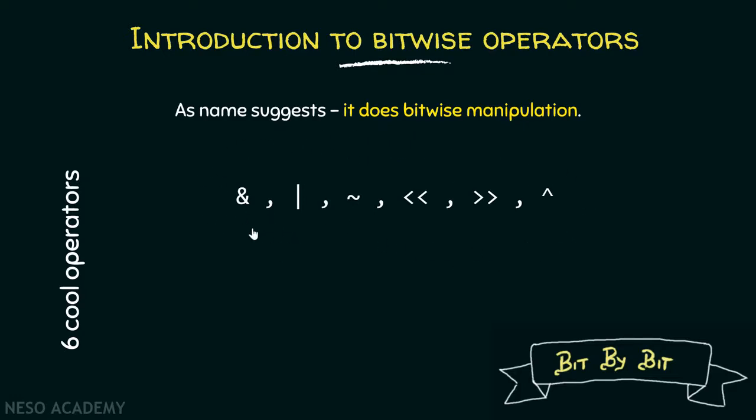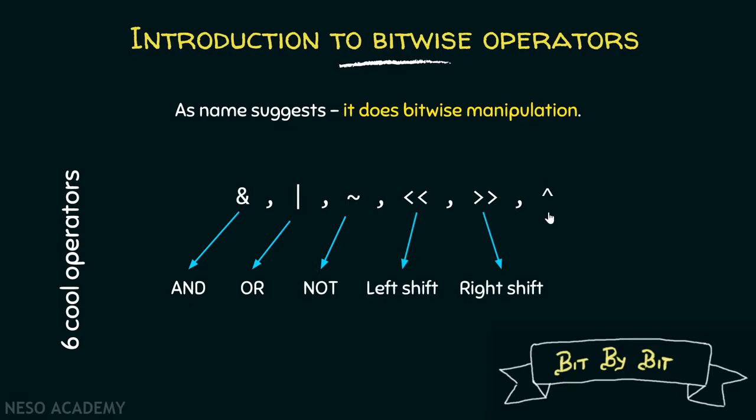The first bitwise operator in this list is bitwise AND operator. Second operator is bitwise OR operator. Third operator in this list is bitwise NOT operator. Then we have a left shift operator. Then we have a right shift operator. And finally, we have bitwise XOR operator.